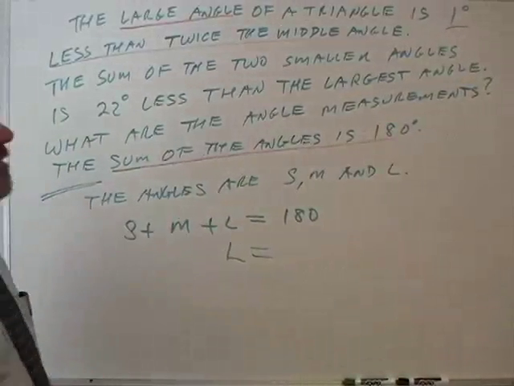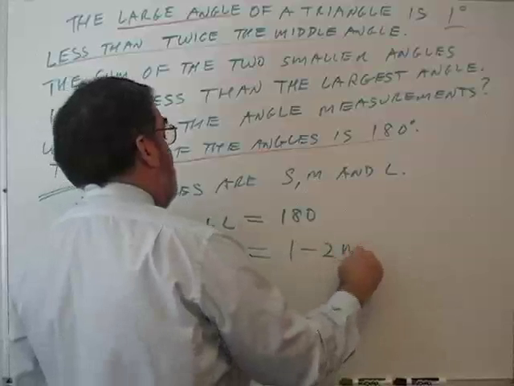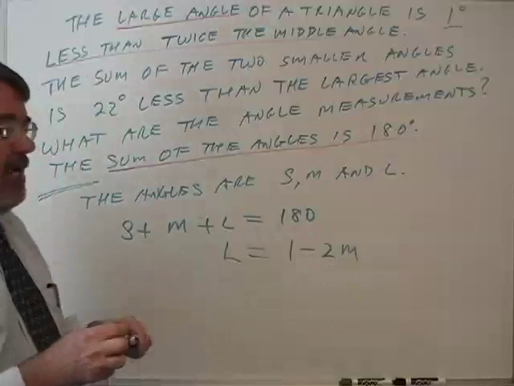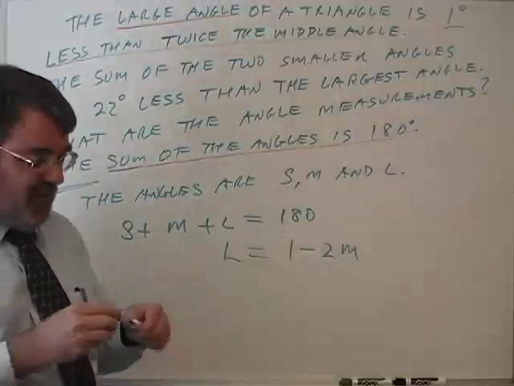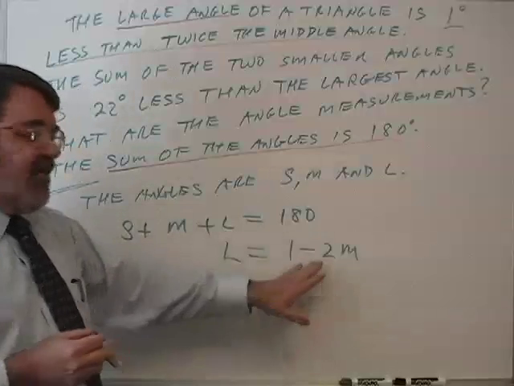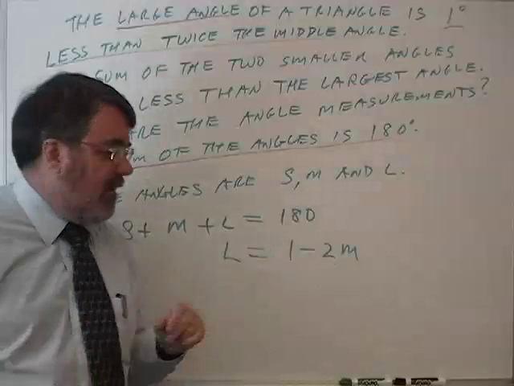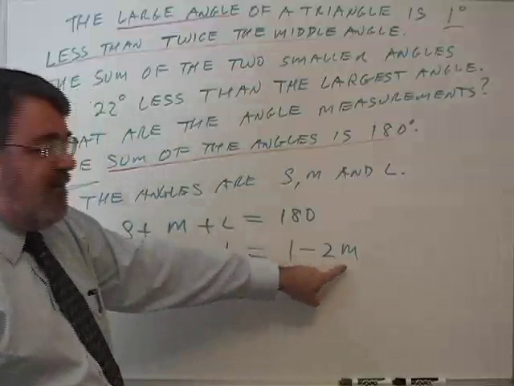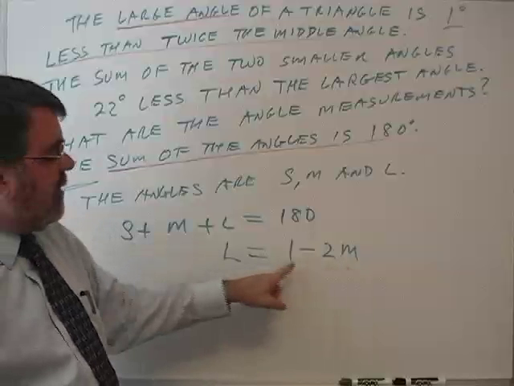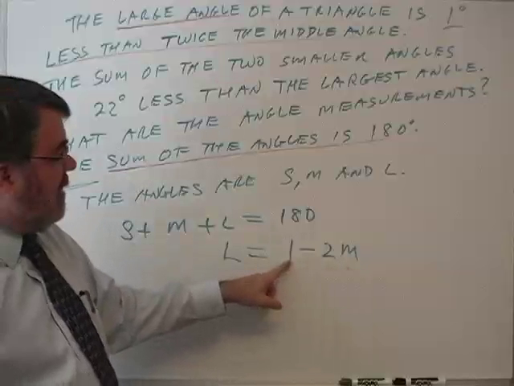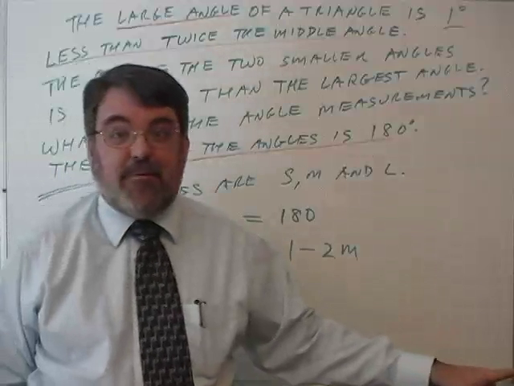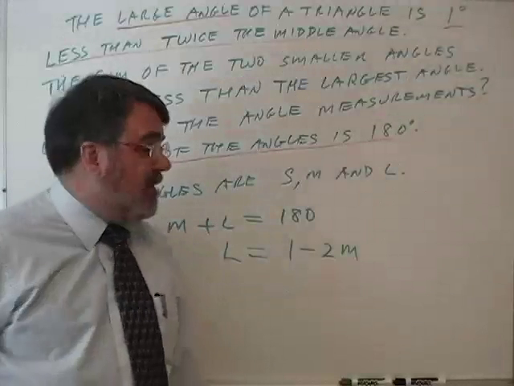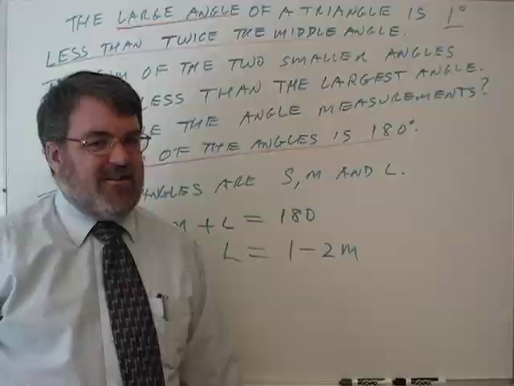All right, so what is that? Is that 1 minus 2m? 1 degree less than twice the middle angle? I hope you're shaking your head, at least mentally, saying, well, wait a minute, that's not right. But I've seen students make this error. It's a kind of a common error, and they don't see what they've done. If I subtract 2 times the measurement of the middle angle from 1 degree, that means this middle angle better be very small. It can't be negative, so it has to be less than a half of a degree. Doesn't make sense, does it?